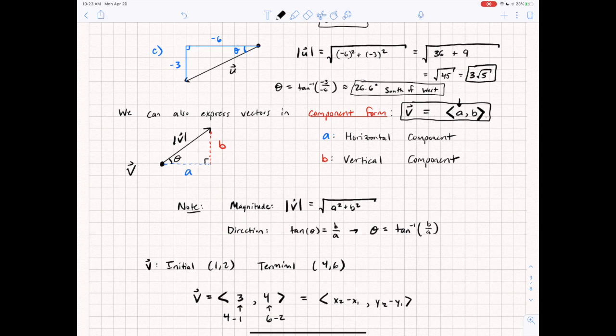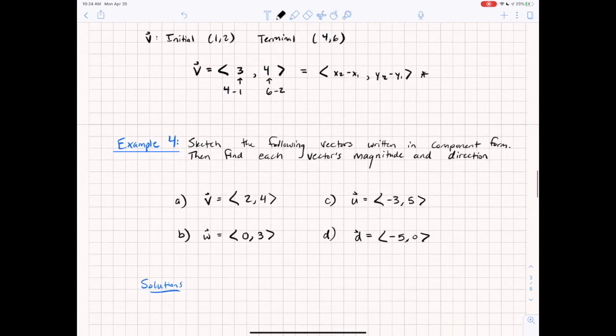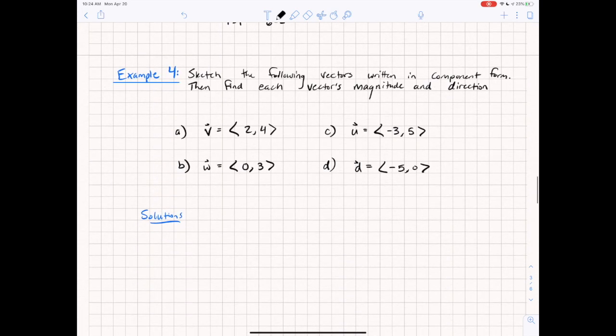Now, you're not going to see this a lot, but it could be applied. If you move on into a calculus class, so AB, BC, Cal 2, Cal 3 in college, you will see these formulas a lot. So I'm really just introducing them to you. Again, we're not going to use this that much in terms of the scope of this class. All right, and so the next example I have for you is going to deal with these component forms. Sketch the following vectors written in component form, and then find each vector's magnitude and direction.